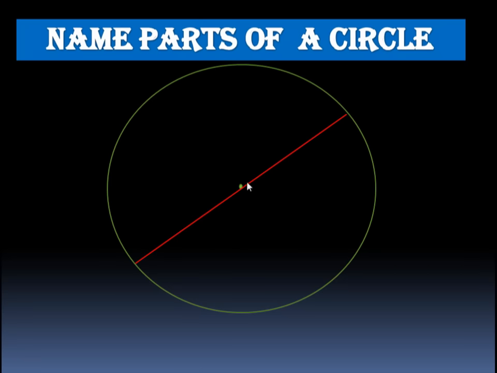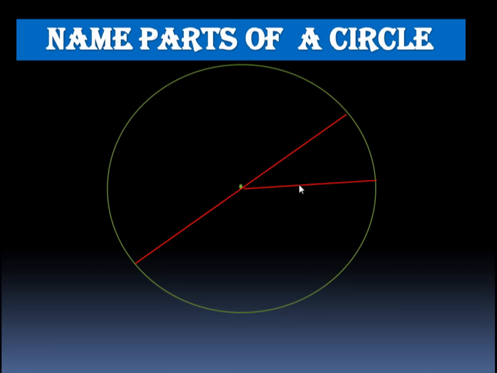Now, what if we want to halve the diameter? In other words, we start from the circumference and go towards the center of the circle. Then we will have what is known as a radius. It's half of the diameter. So we have two radii that make up a diameter. A diameter consists of two radii.